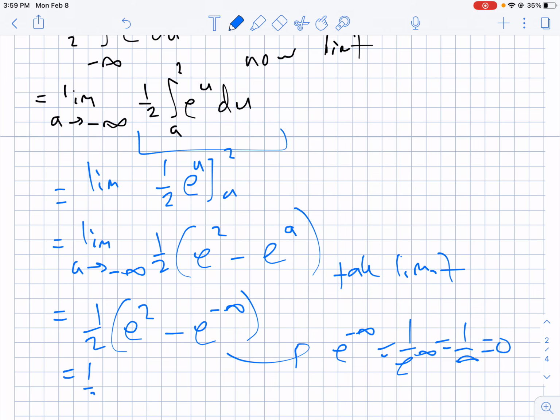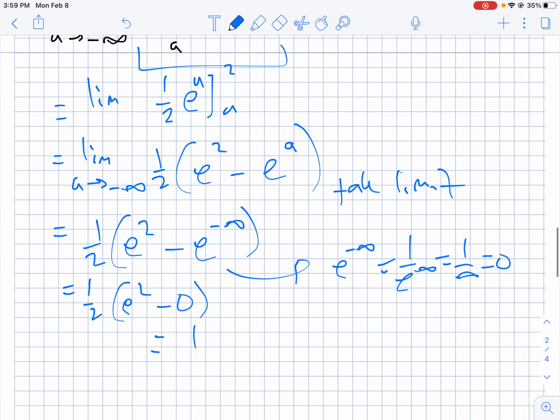So this just becomes 1/2 times e squared minus 0. So my answer for this integral, this infinite area, is 1/2 e squared. Delightful. Okay. So that's the trick with negative infinity.